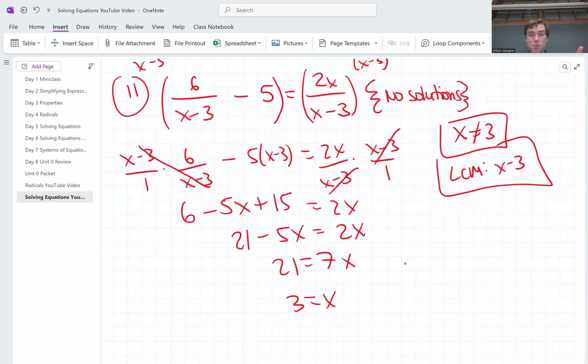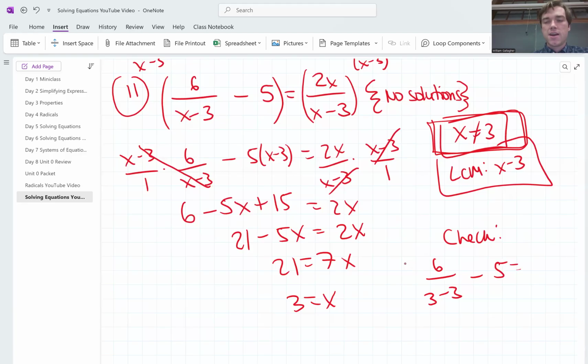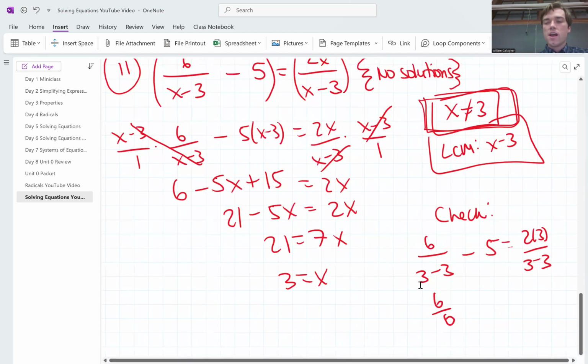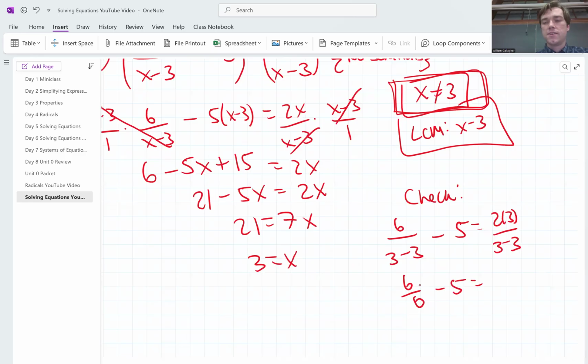But like I said, before you box your answer, you should go back and look. And we said in the beginning that x could not equal 3. And I'll just show you that quickly. If we try to check our work, we'll get 6 over 3 minus 3, minus 5 is 2 times 3 over 3 minus 3. So 6 over 0 minus 5 is equal to 6 over 0. And we can't divide by 0. We say that it's undefined.